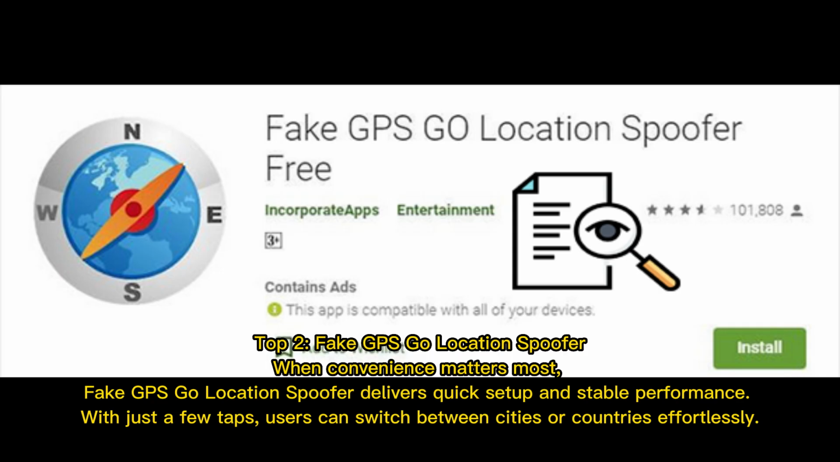Top 2. Fake GPS Location Spoofer. When convenience matters most, Fake GPS Location Spoofer delivers quick setup and stable performance. With just a few taps, users can switch between cities or countries effortlessly.